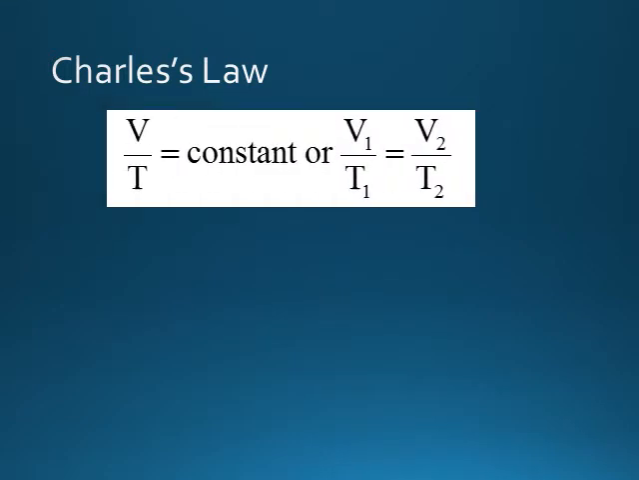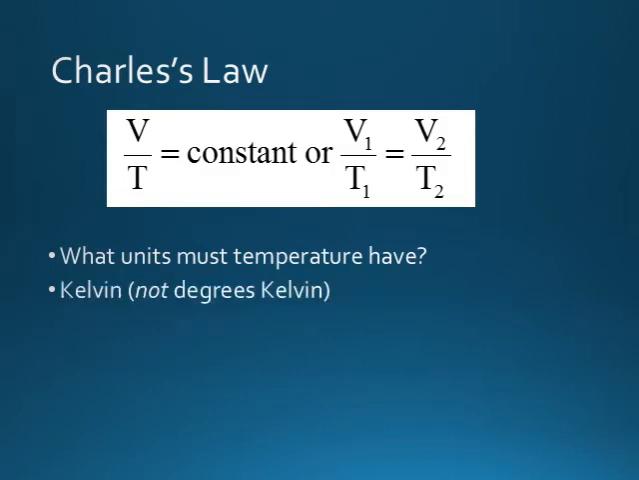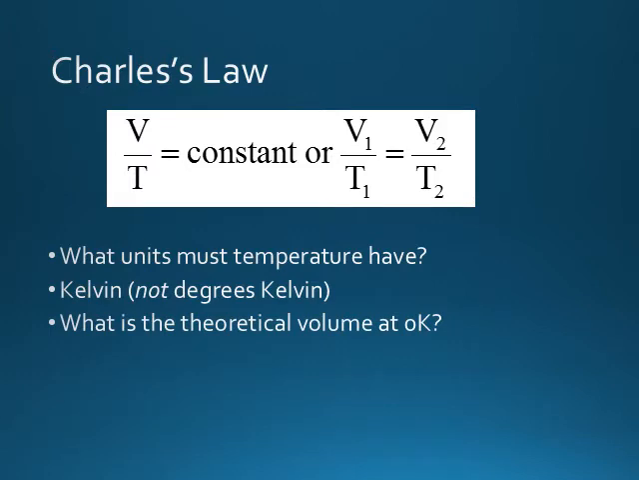The mathematical expression of Charles' law is that volume over temperature is a constant, or V1 over T1 equals V2 over T2. V is volume, T is temperature. What units do we use? Not Celsius. We use Kelvin. And just as a side note, we don't say degrees Kelvin. Kelvin is an absolute temperature. We just say Kelvin. At 0 Kelvin, the theoretical volume is 0, which is one reason why we've never reached 0 Kelvin.